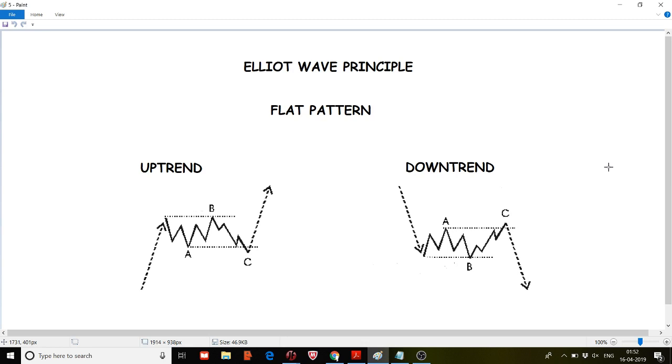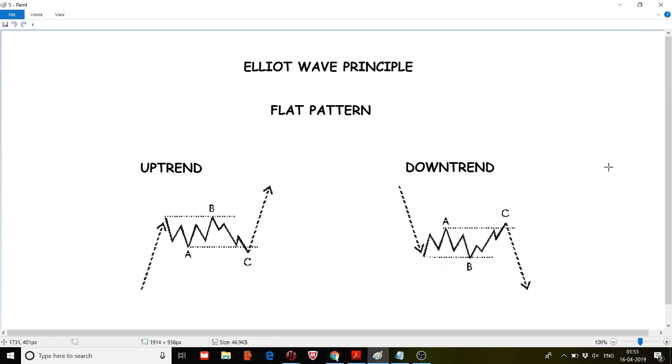Yesterday I discussed the truncated or failed wave in the series of Elliott wave principle, and today I will discuss the expanded or irregular flats. But before that I want to remind you of the flat pattern which I discussed earlier in one of my webinars, because expanded or irregular flat patterns are the next in the series of flat patterns.